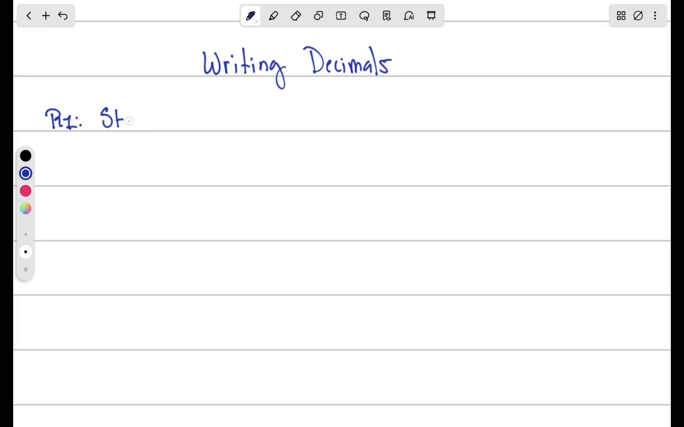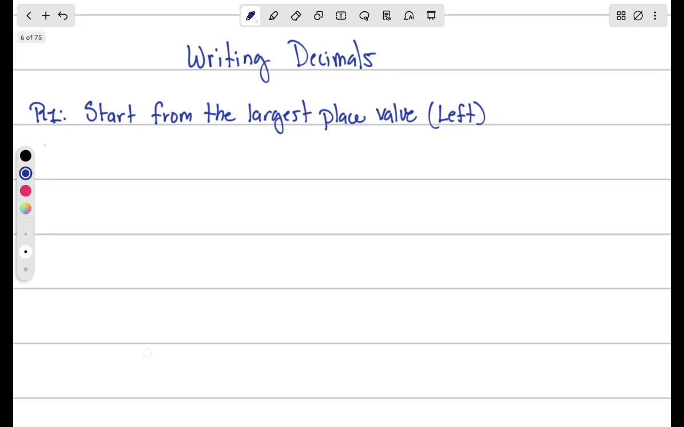All right. Start from the largest place value. And when you're looking at numbers, the largest place value is to the left. So start at your largest place value. All right, don't start in the middle of the number. Start at your largest place value. So start all the way from the left. All right.